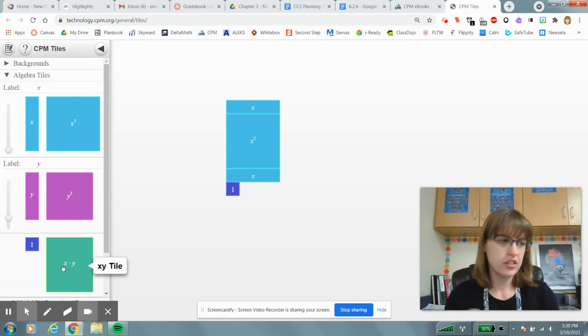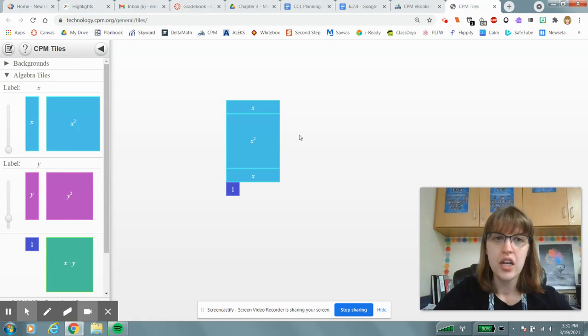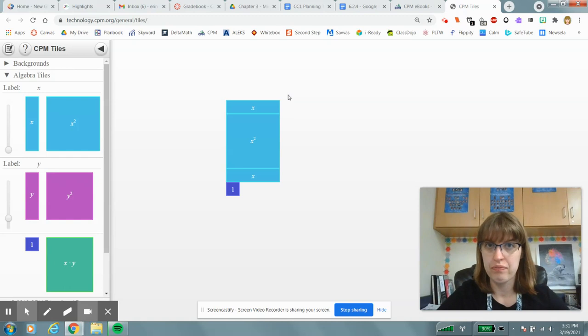We're going to start by finding the area and perimeter of this shape. That's what you'll be practicing throughout this lesson. It's showing us how to combine like terms.